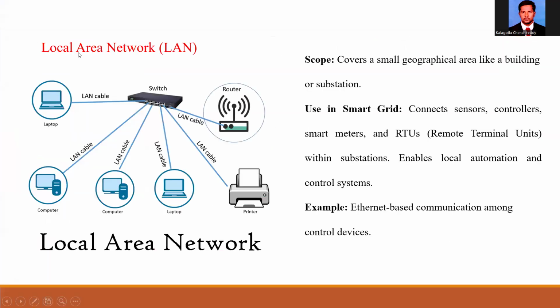Next, this is the local area network diagram, LAN. This is the scope of the local area network. It covers a small geographical area like a building or substation. From a general point of view, a local area network covers a geographical area like buildings. From an electrical point of view, it covers the total substation area.